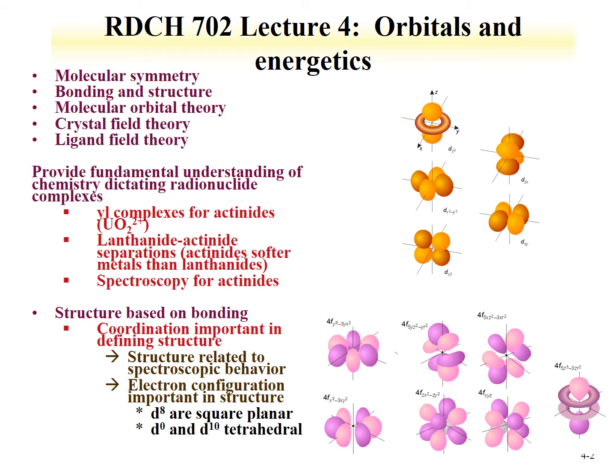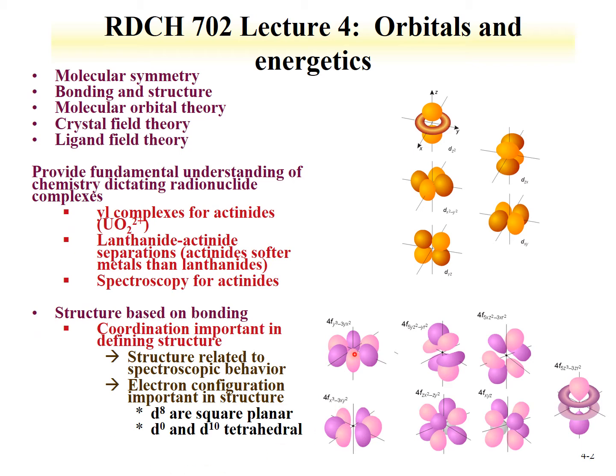This is Lecture 4 for Radiochemistry 702. This lecture is on orbitals and energetics. The lecture will discuss molecular symmetry, the relationship between bonding and structure, and then go over some theories that describe metal-ligand interactions. The goal of this lecture is to provide a fundamental understanding of chemistry dictating complexes, particularly radionuclide complexes.